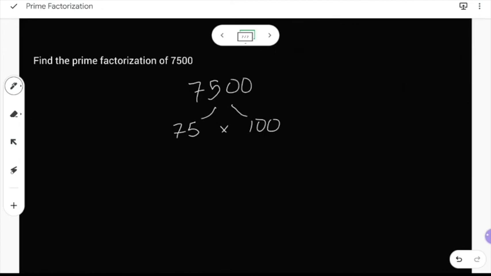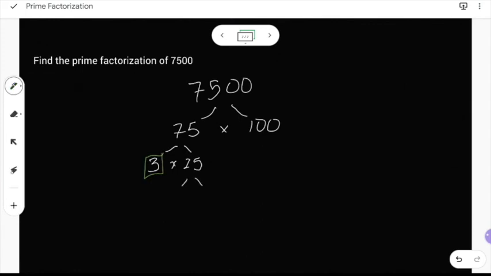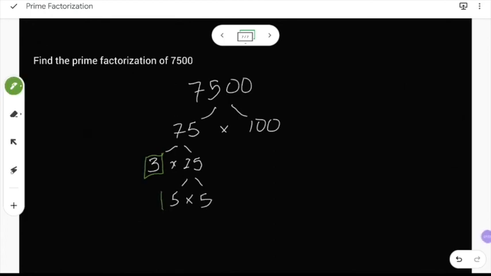So now when I look at 75, I could write that as 3 times 25, right? It's like 75 cents. It's like having 3 quarters, right? 3 25-cent coins. And 25 can split then into 5 times 5. Now you can see that I've got a lot more prime numbers going on here than I had previously.